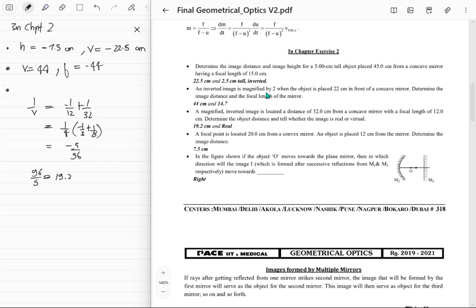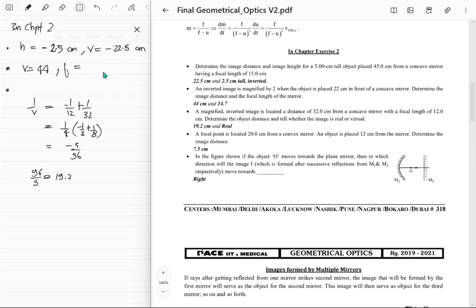Oh, wait. The first question, they said... wait, what? Oh, sorry. Okay, it's 5. So I did these questions incorrectly. It's a 5 centimeter tall object, that's why half of that is going to be 2.5, not 7.5. I messed that up. So it's supposed to be negative 2.5. Maybe my 7 looks like that. So this should be 2.5.